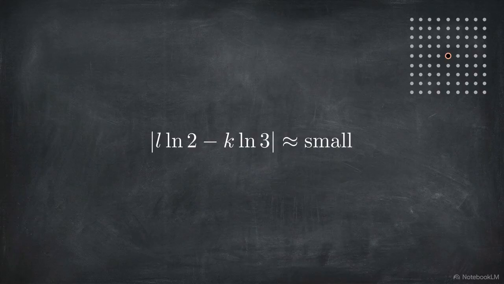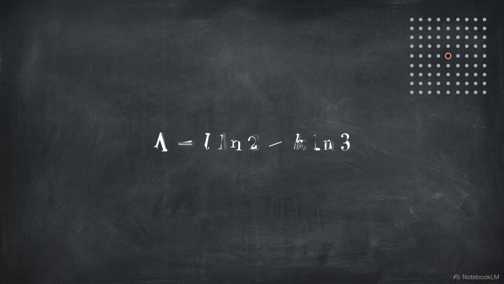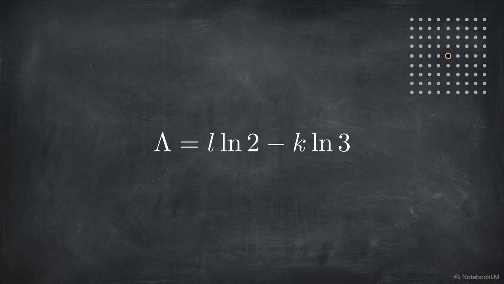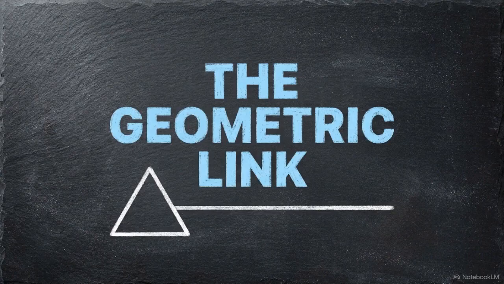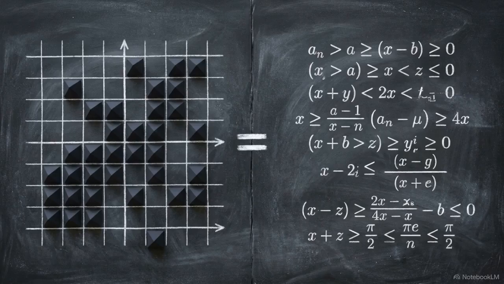Taking the logarithm of that result isolates a two-term linear form, defined here as lambda. This equals L times the natural log of 2 minus k times the natural log of 3, with the height b bounded by the maximum of L and k. The absolute value of the corner phase, theta star, is directly proportional to this linear form lambda. We have successfully bridged the geometric behavior of the lattice to a strict Diophantine approximation.